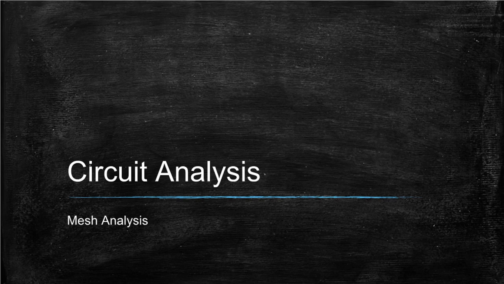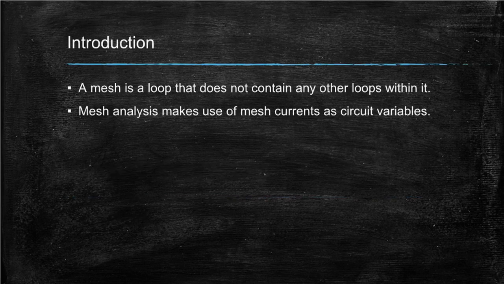In this video, we will talk about mesh analysis, another type of circuit analysis method. A mesh is a loop that does not contain any other loops within it. Mesh analysis makes use of mesh currents as circuit variables instead of element currents as seen when doing KVL analysis. Each mesh loop has a current variable assigned to it.